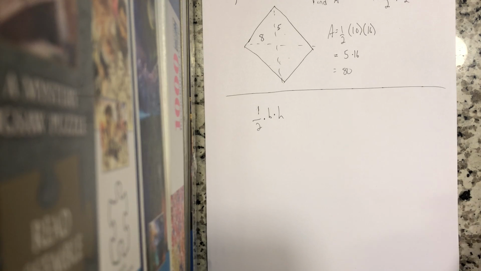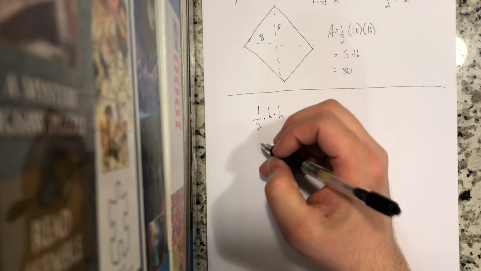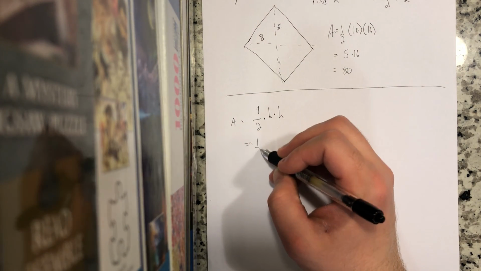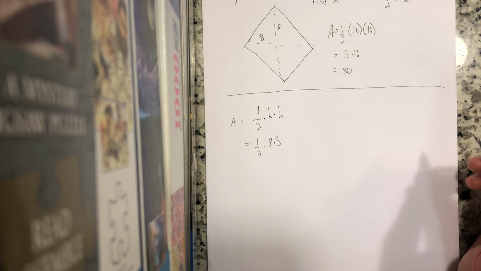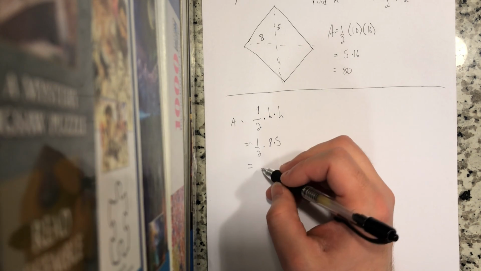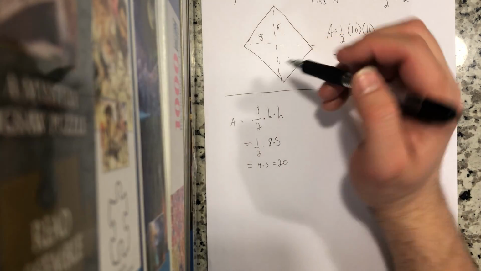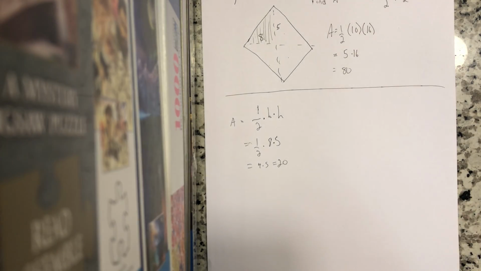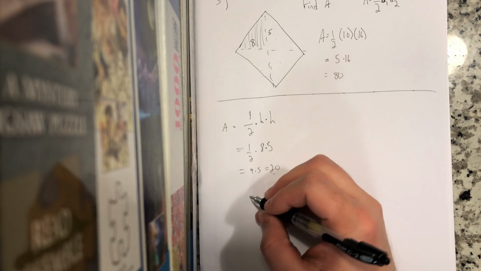Okay, well, in this case, the base of this triangle is going to be 8, and then the height is going to be 5. In other words, half of 8 is going to be 4, times 5 is going to be 20. Now, 20 is the area of, let's say, one of these four triangles. Those four triangles are all going to be congruent, so what we can do is multiply this by 4.